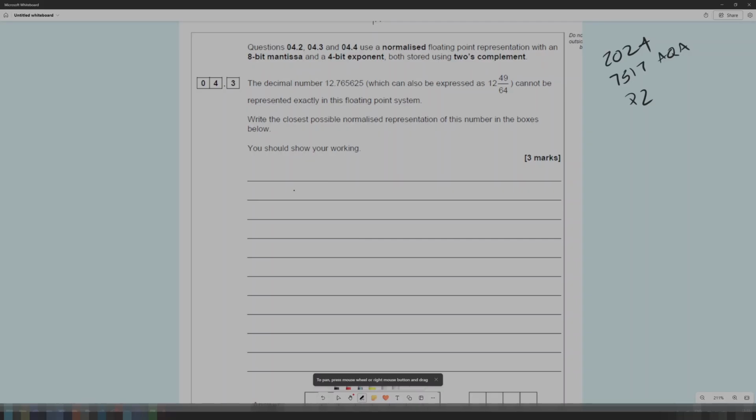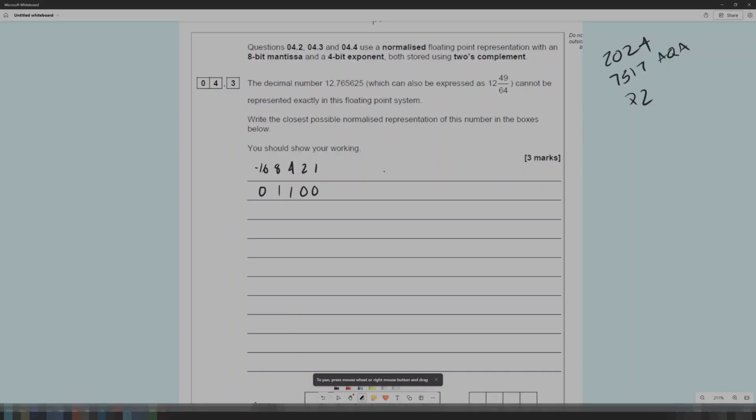12.765625. So let's do the 12 first. So remember, this is in 2's complement. So 1, 2, 4, 8. Well, to get to 12, remembering this is 2's complement, we're going to have to put negative 16 in to open up these as positive values. So we need 0, 1, 1, 0, 0. So that's the 12 done.